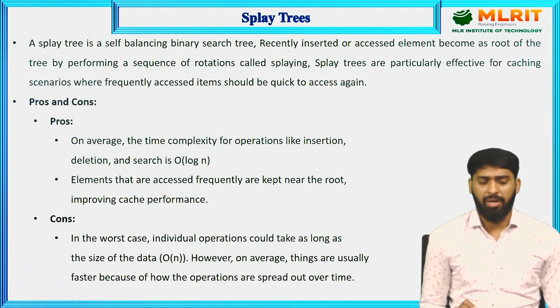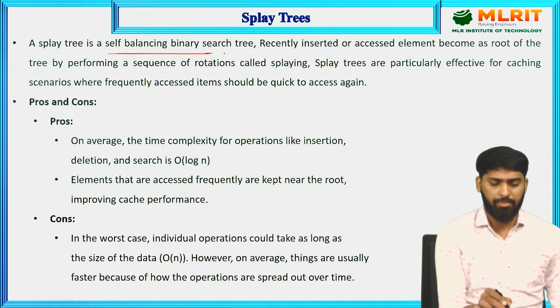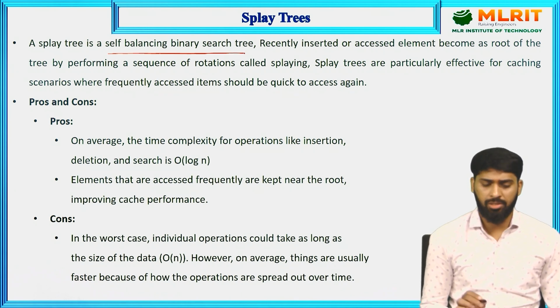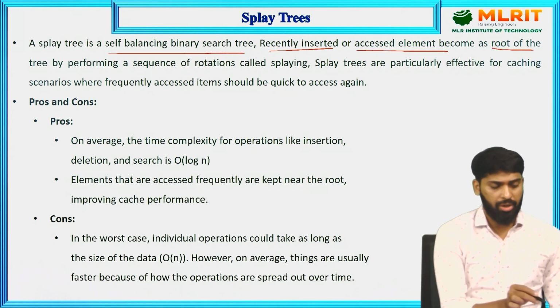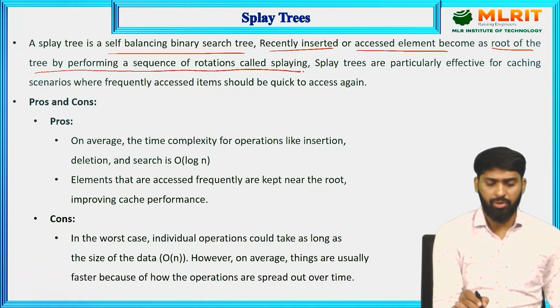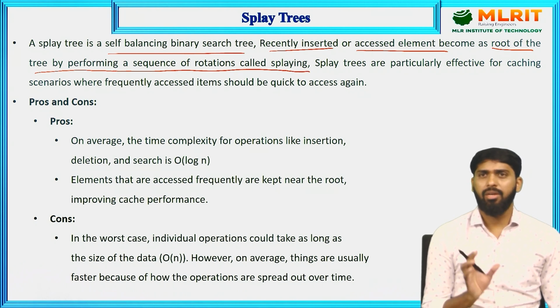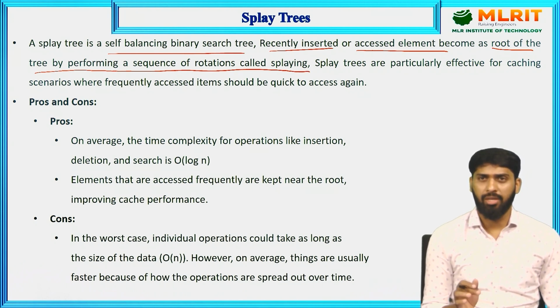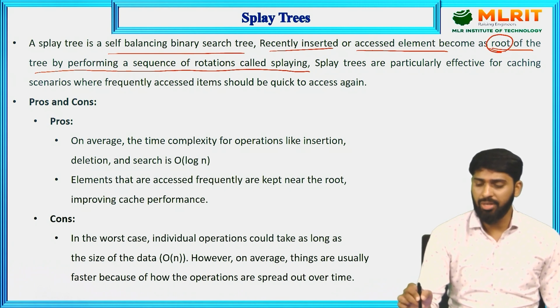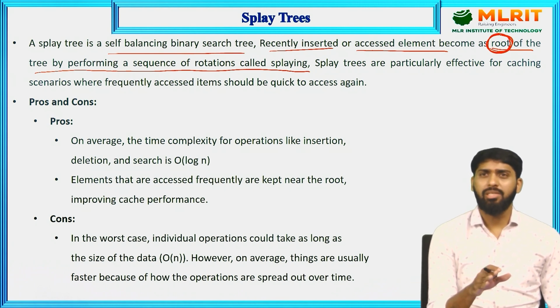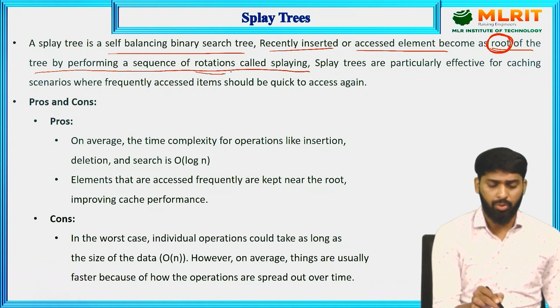Next tree is splay trees. A splay tree is a self-balancing binary search tree. It is also a binary search tree. Recently inserted or accessed elements become the root of the tree by performing a sequence of rotations called splaying. Here the rotations we call splaying. Now what is a splay tree? Splay tree means newly inserted data or recently accessed data becomes the root here. To make this we can do some rotations. So this process we call splay.